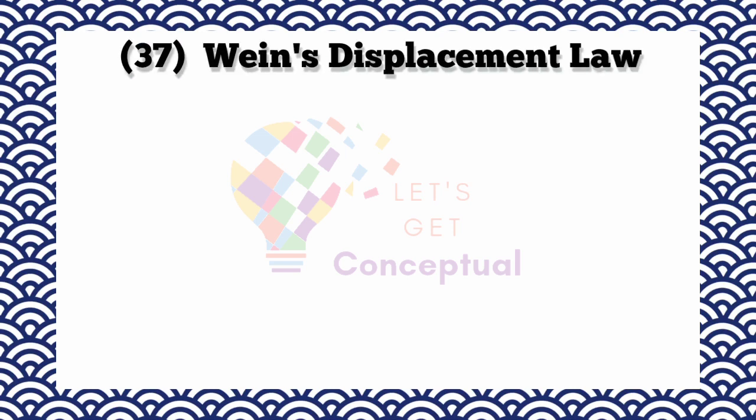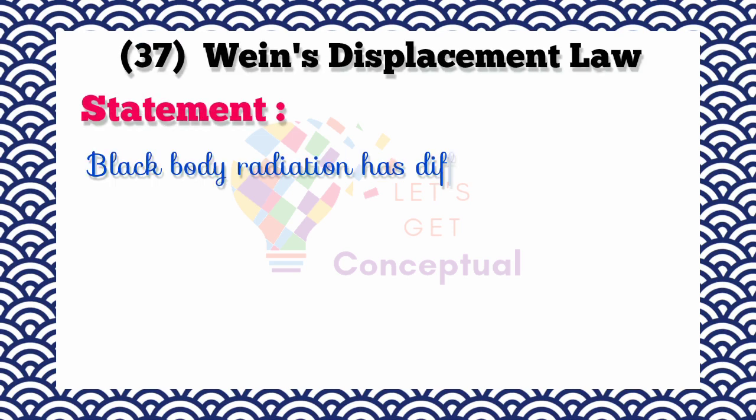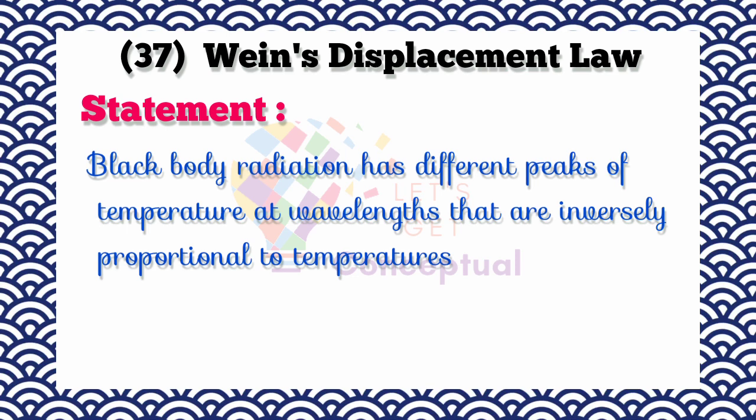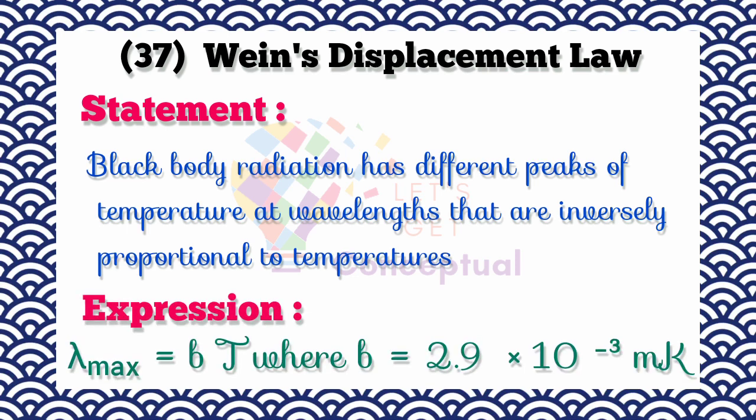Number 37. Wien's displacement law. Statement: Black body radiation has different peaks of temperature at wavelengths that are inversely proportional to the temperatures. Expression: lambda max is equal to b over T, where b is equal to 2.9 times 10 to the power minus 3 meter Kelvin.